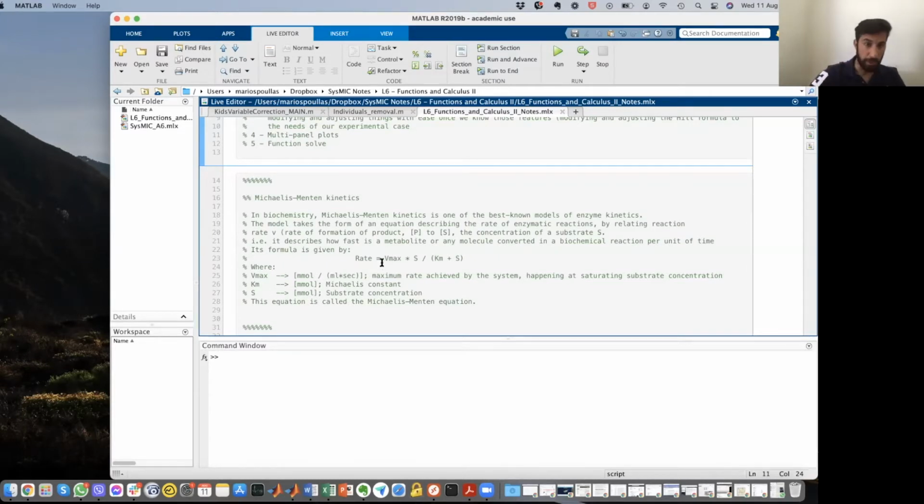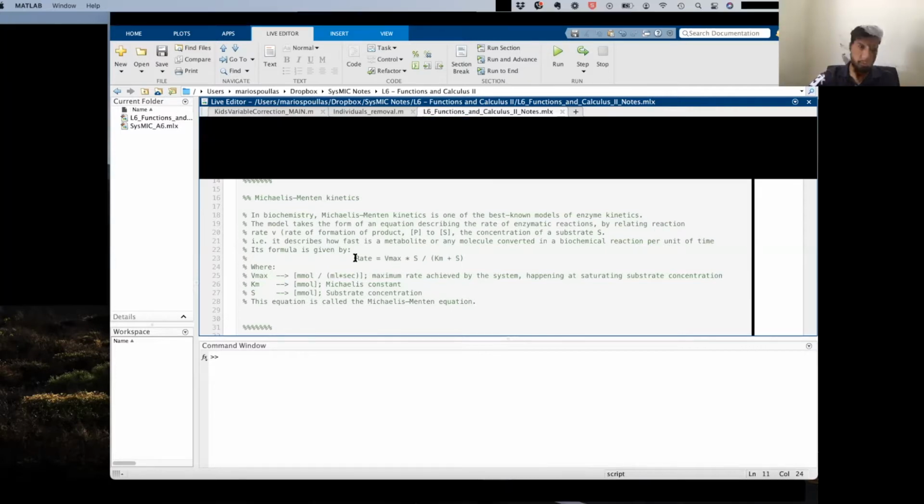So Michaelis-Menten kinetics is one of the best known models of enzyme kinetics. And it's basically an equation that describes the rate of enzymatic reactions. And it takes into consideration the product and the substrate. And it basically describes how fast a metabolite or a molecule is converted in a biochemical reaction per unit of time.